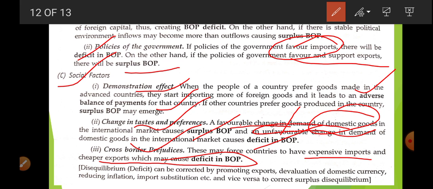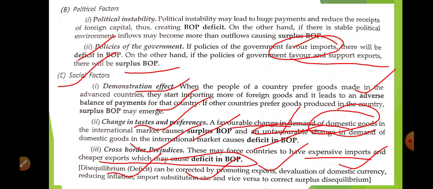Now this disequilibrium can be corrected by promoting export, devaluation of the domestic currency, reducing inflation, and import substitution. So these are the measures. With the help of that, we can correct it.